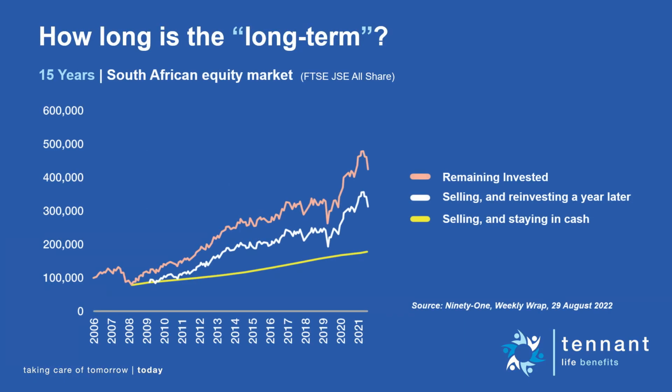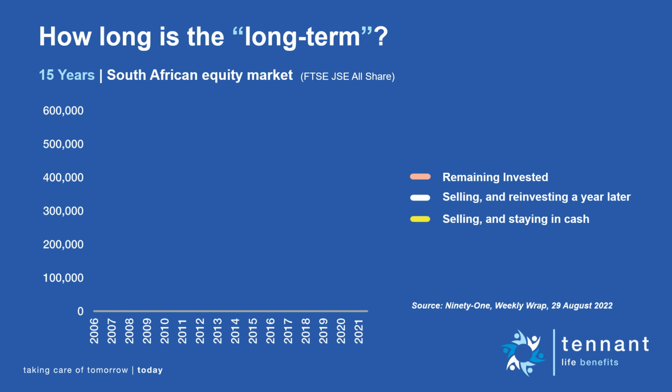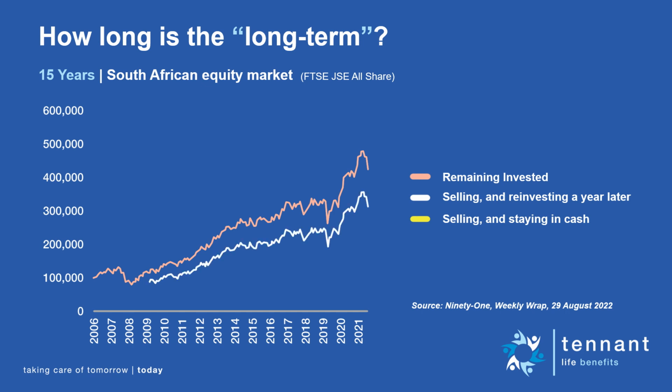This graph, prepared by 91 Asset Management, shows 3 different scenarios. The pink line at the top shows what would have happened if you had remained invested over the 15 years up to 2021. The white line shows what would have happened if you had sold out at the bottom of the 2008 financial crisis and then got back into the market a year later and remained invested for the next 12 years. The yellow line at the bottom shows what would have happened if you had panicked and sold out at the bottom of the 2008 financial crisis into something safe and low risk like cash and remained there for 15 years. The differences are remarkable and show the importance of remaining invested and riding out the volatility.